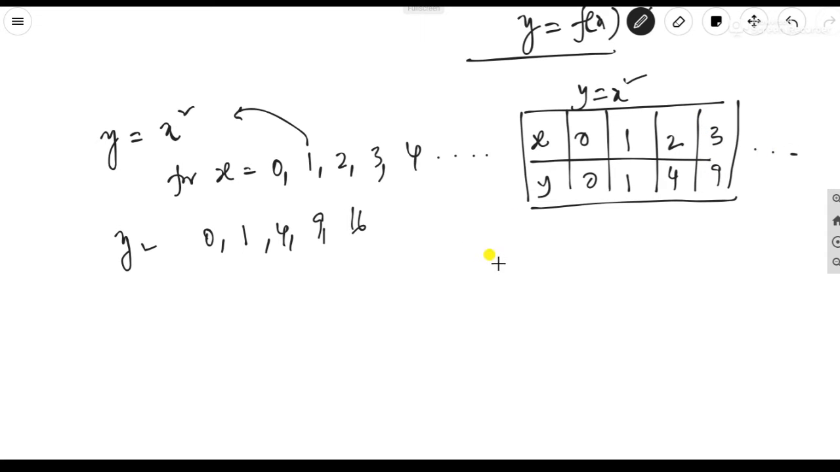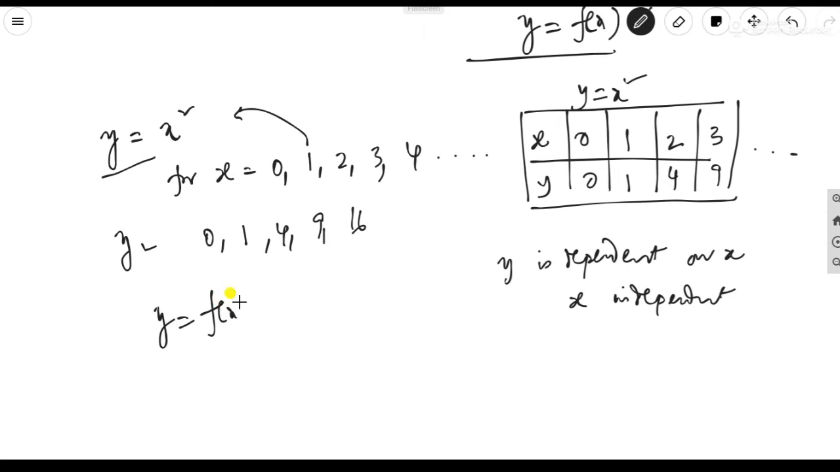That means y is a dependent variable on x and x is independent. You can take any value from 0 to infinity. So you can say y is a function of x, but here the function is x square. So this is how we talk about functions. You can say it in graphical format.